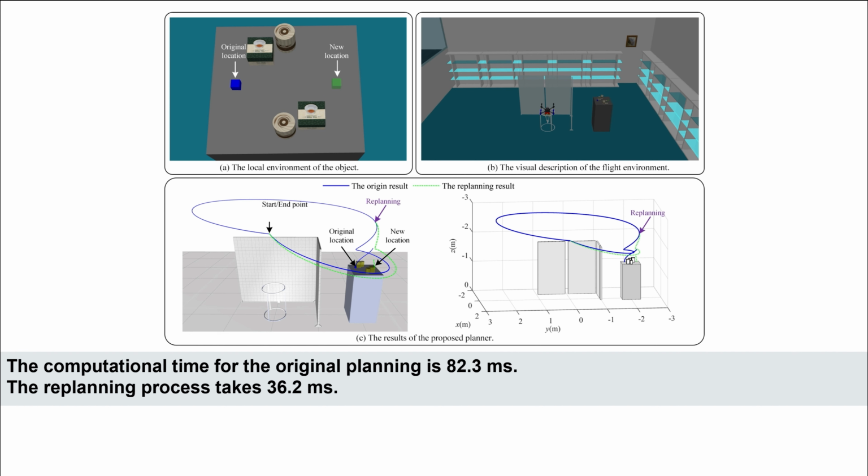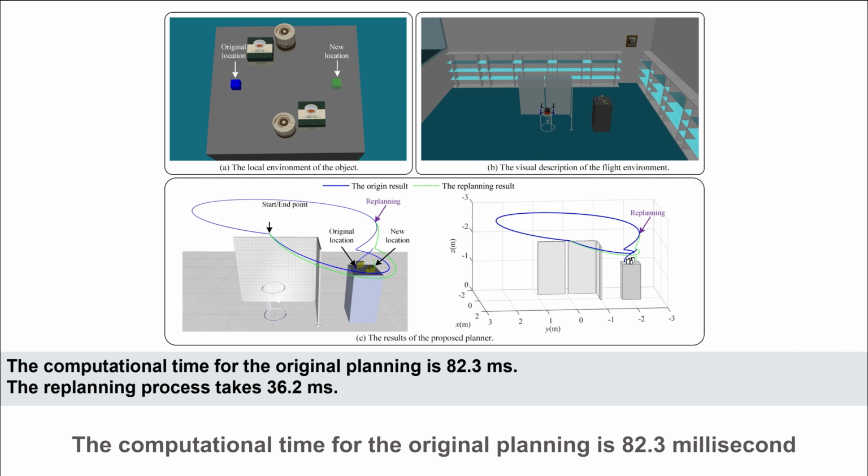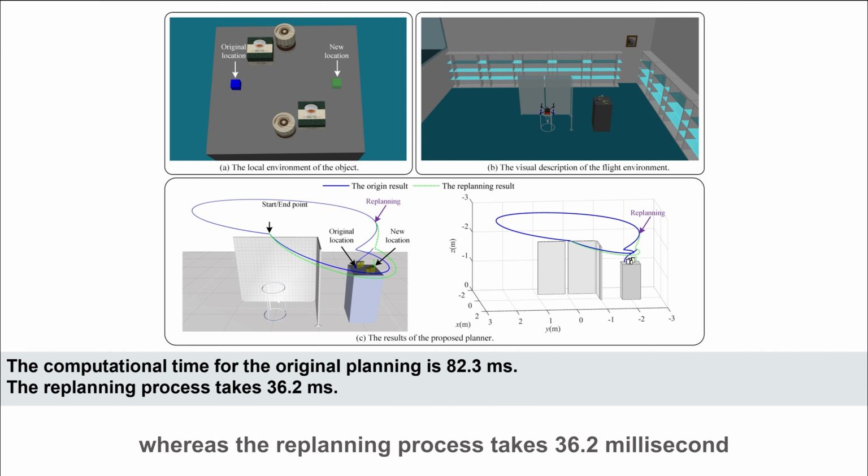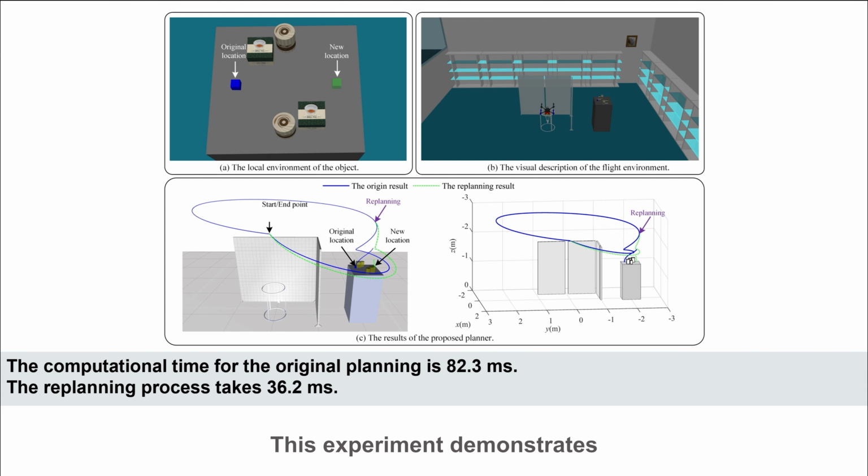The goal of this experiment is to demonstrate the proposed method's capability to replan trajectories in response to changes in the object's position. The computational time for the original planning is 82.3 milliseconds, whereas the replanning process takes 36.2 milliseconds. This experiment demonstrates that the proposed method is capable of replanning.